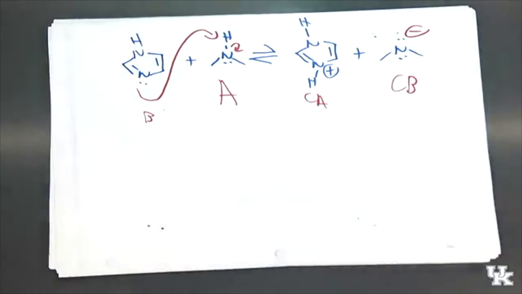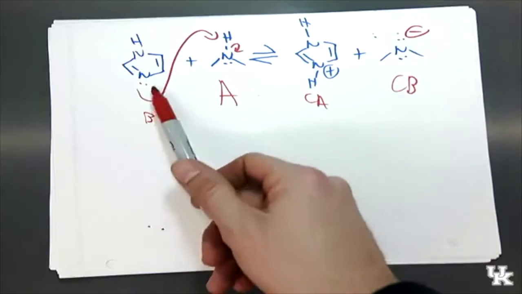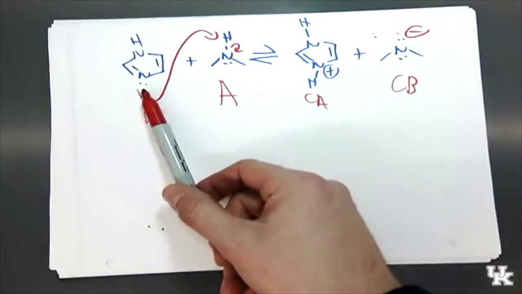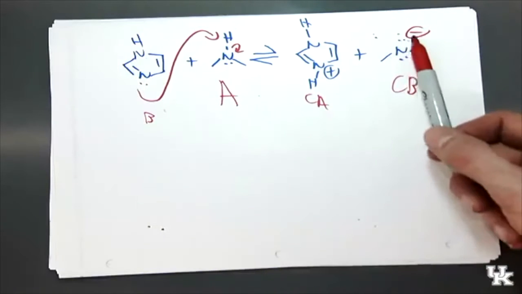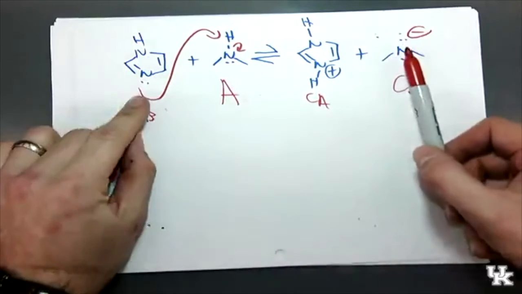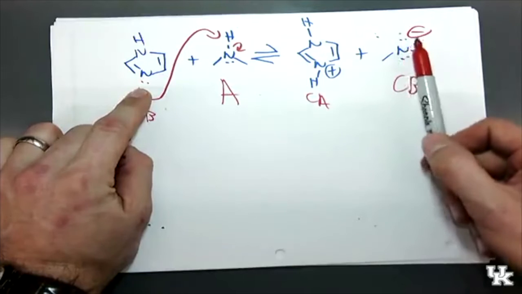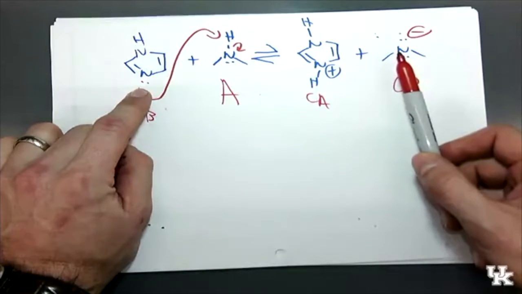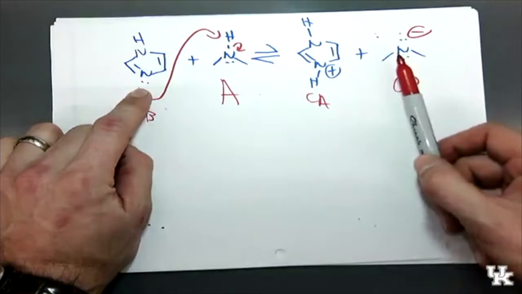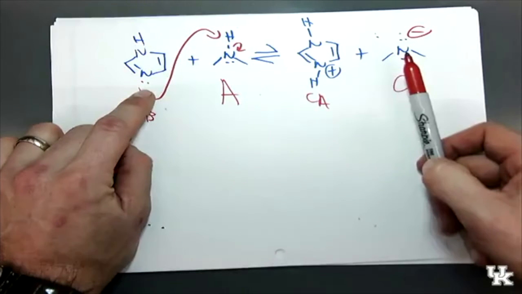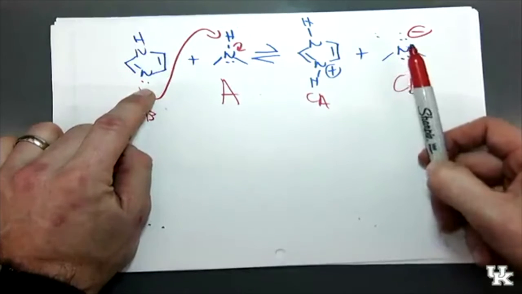And one way you can know that is because its conjugate base, this imidazole, is more stable than the negatively charged nitrogen. Because this basic nitrogen site is neutral, and this one is negatively charged. So when you're comparing the two basic sites, if one is neutral, it's probably more stable than the negatively charged one.